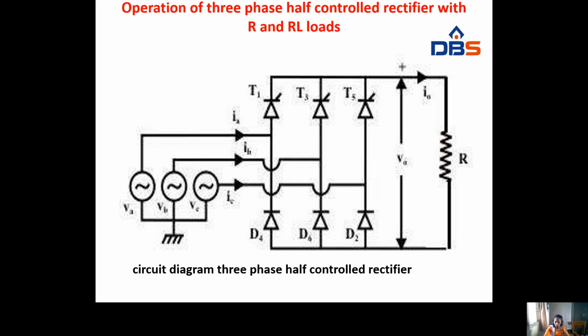Next, the operation of the three-phase half-wave controlled rectifier with R and RL load. Here is the circuit diagram of the three-phase half-wave controlled rectifier. Here we have thyristors T1, T3, T5 and diodes D2, D6 and D4. Starting with T1 and D2 connected, after that T3 and D6, and after that T5 and D4 will be connected.